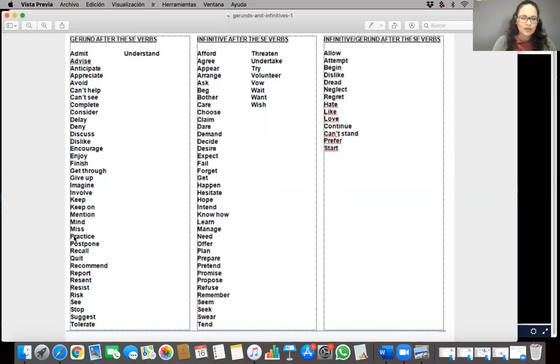Another example, I practice driving in the mall parking lot. Or I miss going to school. Or I stopped smoking 2 years ago. Or she suggested staying home. So any of these verbs plus a gerund.